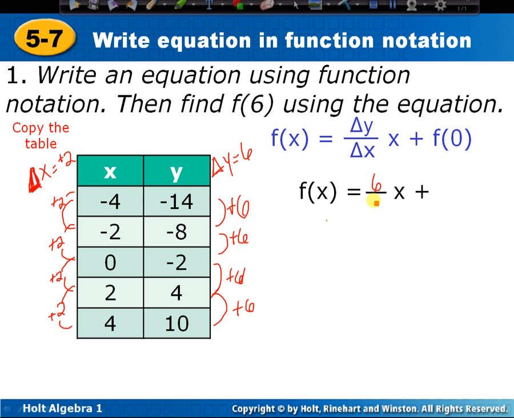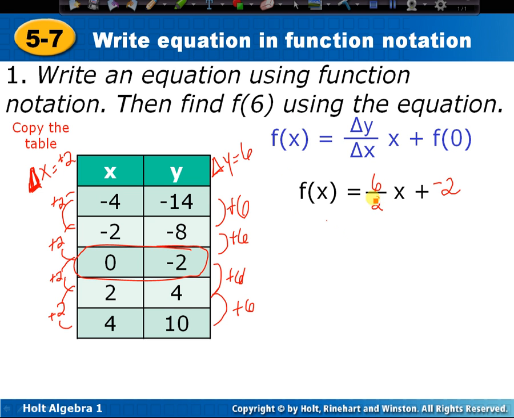And my change in x is 2, and my f of 0 is found by coming over here to the table and finding my value of y when x equals 0. So my f of 0 is -2. And guys, to find that, all you're doing is looking at your table on the x side, and you're looking for the 0. So on the x part of the table, you're looking for 0, and then when you find the 0, you're going to look to the y part of the table. Whatever is on the y part of the table across from 0, that's going to be your f of 0.